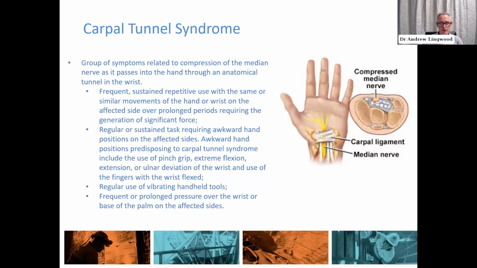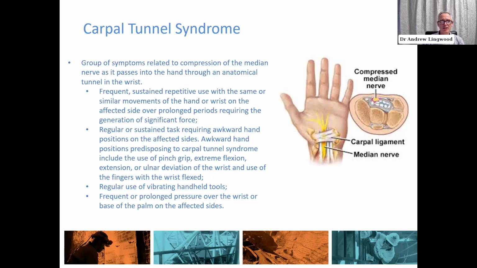So carpal tunnel syndrome, as you can see up there, refers to a group of symptoms related to compression of a nerve called the median nerve as it goes into the hand through an anatomical tunnel in the wrist. The nerve can be compressed in there due to a bunch of anatomical factors that can make the tunnel small, but there are some other physical activities which might be associated with it as well. We often talk about tasks requiring frequent or sustained or repetitive use with the same or similar movements of the hand over prolonged periods of time.